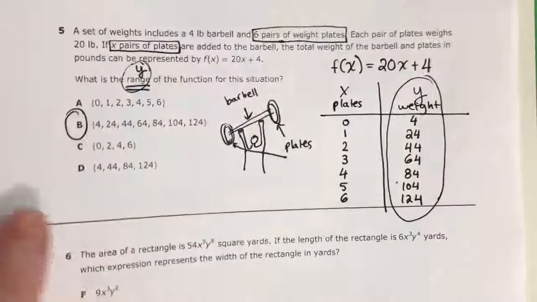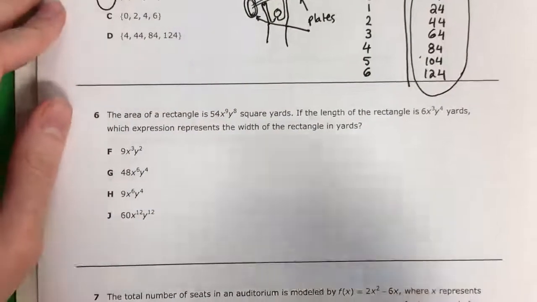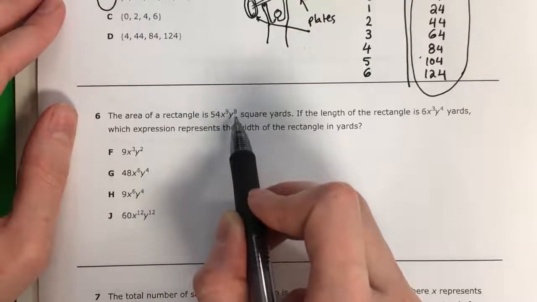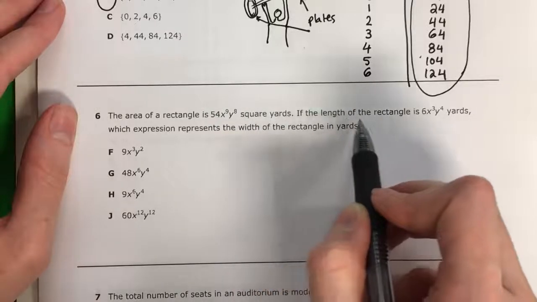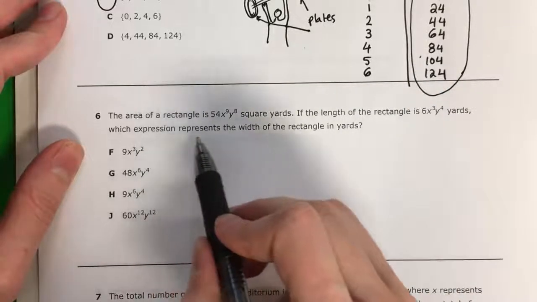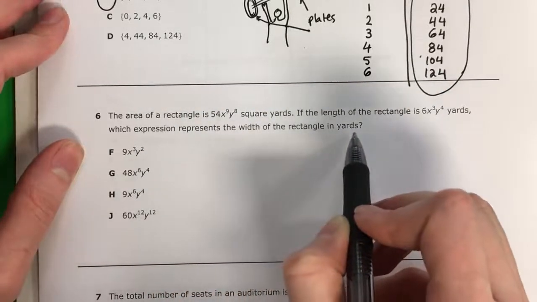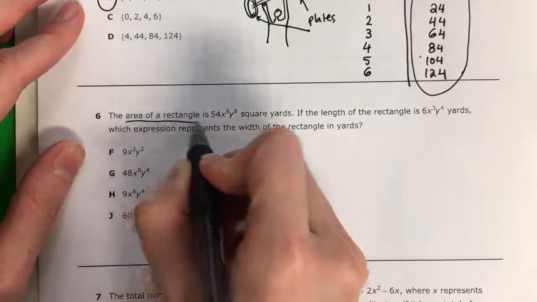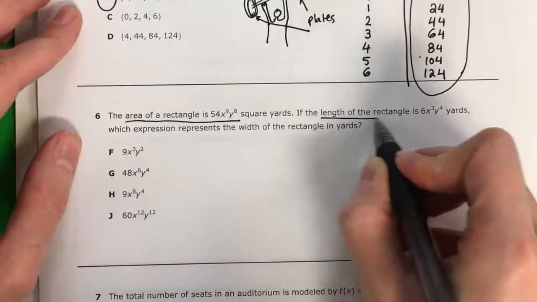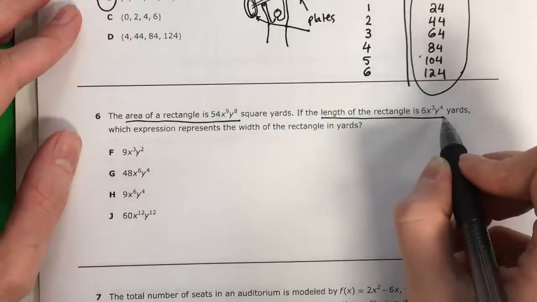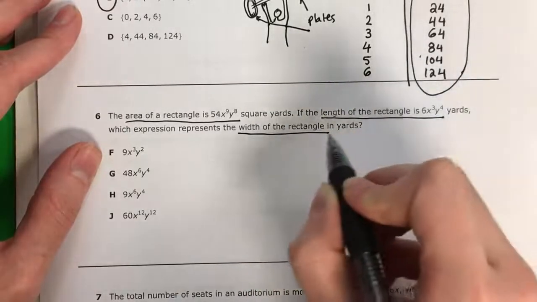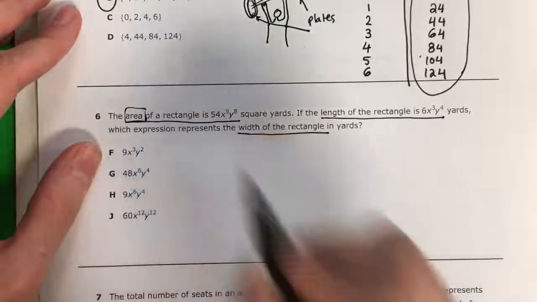Number 6. The area of a rectangle is 54 x to the 9th power y to the 8th power square yards. If the length of the rectangle is 6x cubed y to the 4th power yards, which expression represents the width of the rectangle in yards? Okay, so the area is 54 x to the 9th power y to the 8th power. The length is 6x cubed y to the 4th power. And we want to find the width. And remember, we're talking about area of a rectangle.